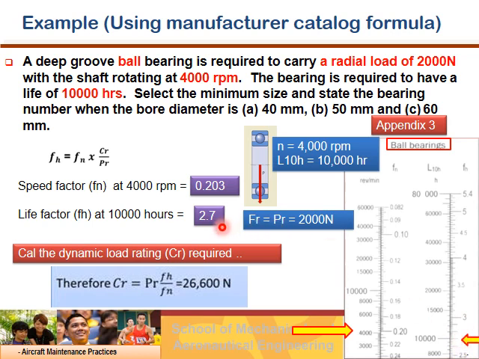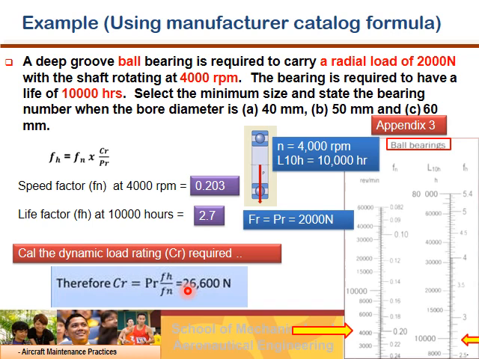So we need to calculate our CR. So you convert it. CR is equal to PR, FH over FN. You know my PR, you know my FN and FH. You punch in the variables, you get 26,600 or 26.6 kilonewton. So this is your minimum CR you want for your factory layout.